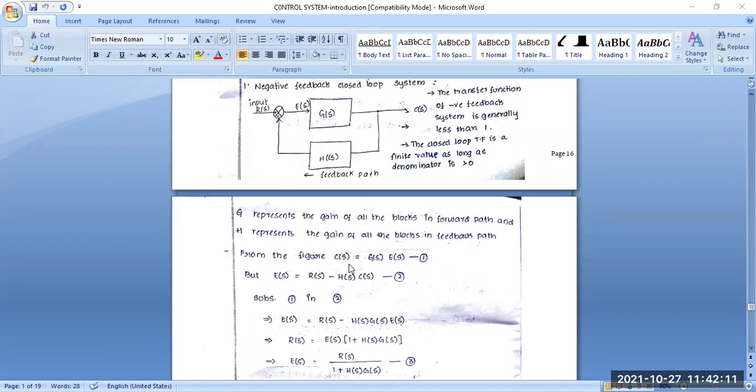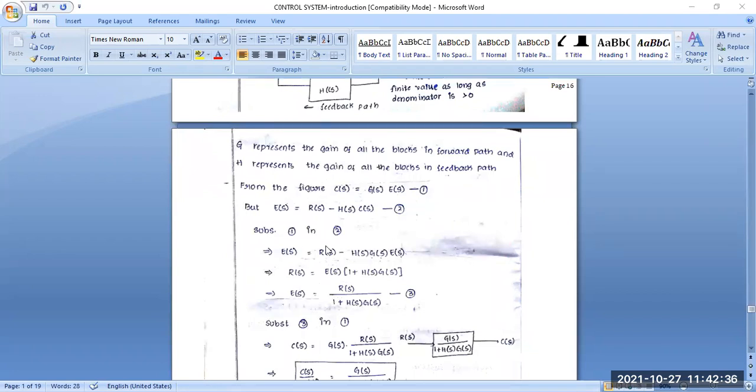These are basically the two functions we have to write from the block diagram reduction techniques. First, C(s) equals G(s)E(s), and another one is E(s) equals R(s) minus H(s)C(s). So equation 1 and equation 2. Now we substitute equation 1 into equation 2, so E(s) equals R(s) minus H(s)G(s)E(s). Easily we can write R(s) equals E(s) times 1 plus H(s)G(s), since E(s) is the common part.